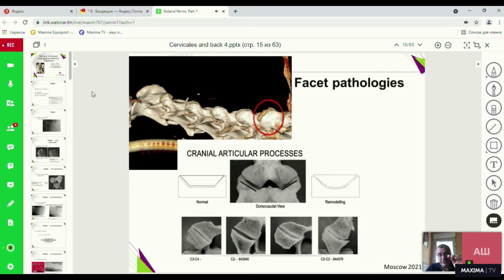You see that on the picture up. You see on the top, the cranial part is outside and the caudal part is inside.